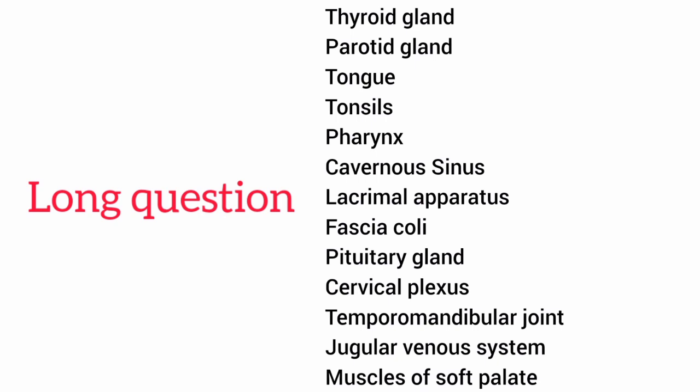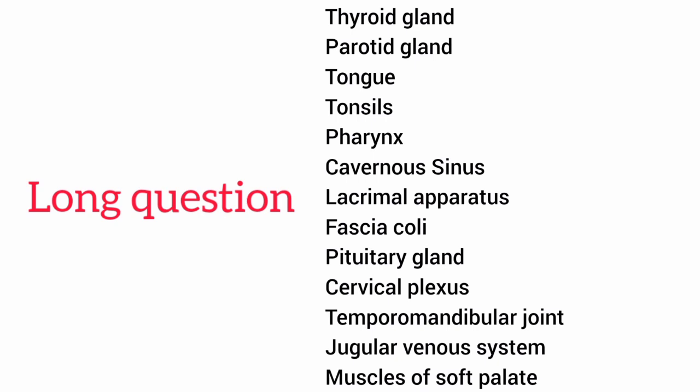Then comes the pituitary gland. In association with pituitary gland, sella turcica is very important. The landmarks and the boundaries, the structures related to the pituitary gland are very important, like the structure superior to it, inferior to it, lateral to it. Next up is cervical plexus. It is as important as brachial plexus in the upper limb. So all the nerves and the connections need to be mentioned.